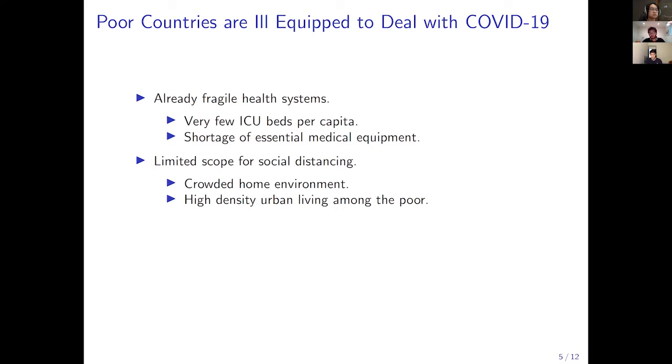The other challenge developing countries face is that given the nature of living arrangements, there's much less scope for social distancing. The home environments are typically much more crowded. So on average, you might have 2 to 3 people living in a room. So if one person is exposed, the entire family is going to be exposed. It's much harder for individuals to self-isolate within a home. And this problem is even worse in urban areas.